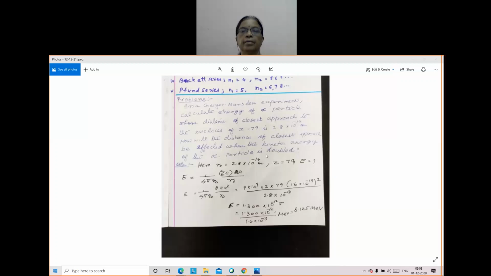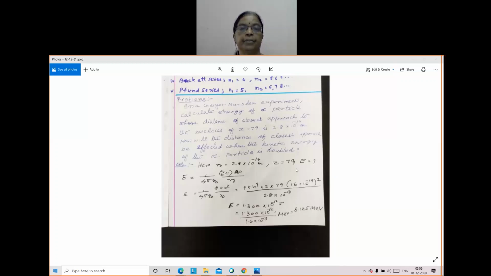Okay, children. Today we will be discussing the problems of chapter 12, atoms. In the first one, in a Geiger-Marsden experiment, calculate the energy of the alpha particle whose distance of closest approach to the nucleus of Z equal to 79 is 2.8 × 10^-14 meter. How will the distance of closest approach be affected when the kinetic energy of the alpha particle is doubled?